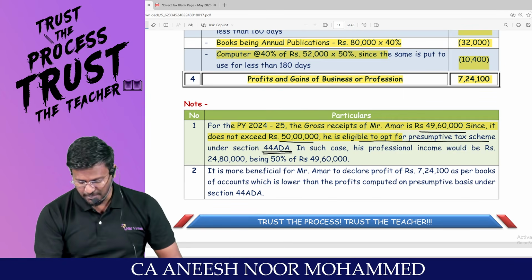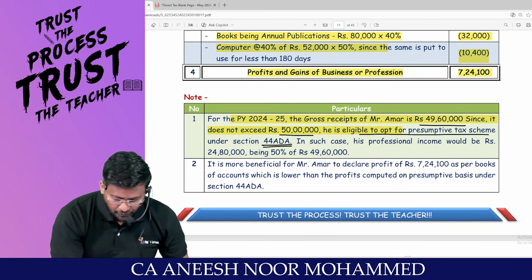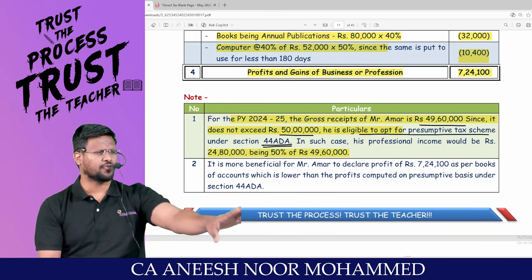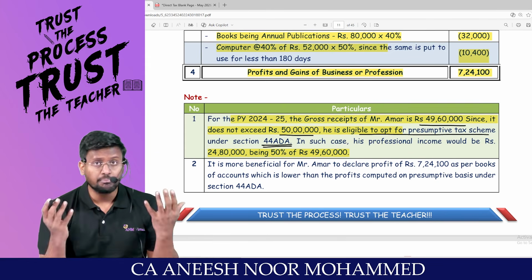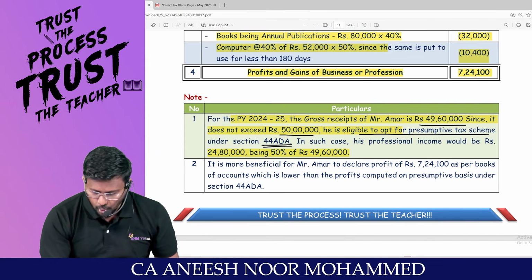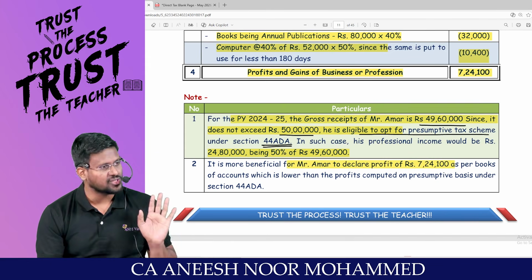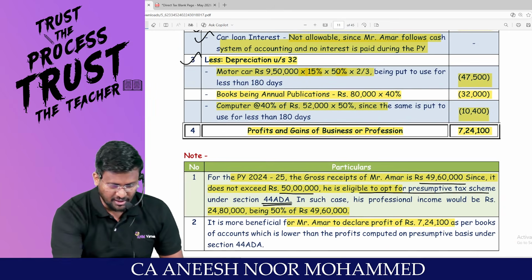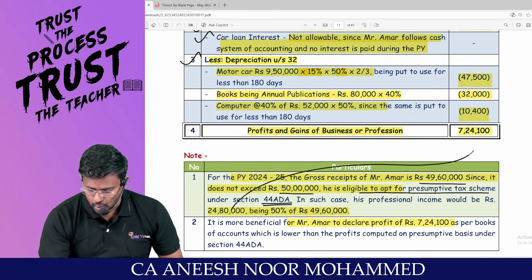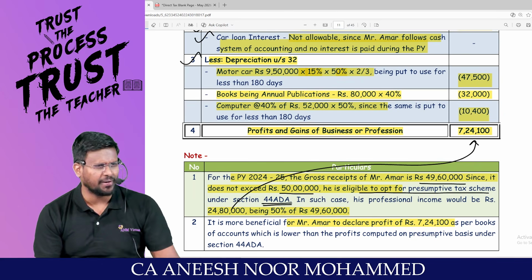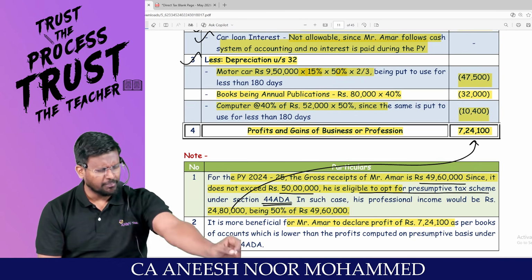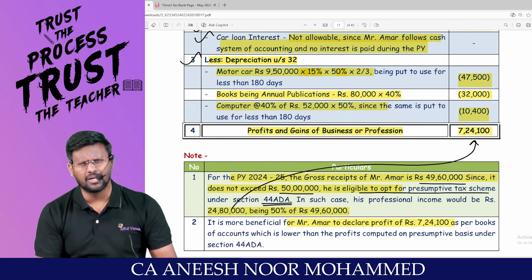In such case, his professional income would be 24,80,000, being 50% of 49,60,000. So gross receipts into 50%. It is more beneficial for Amar to declare profit of only how much? 7,24,100. Presumptive taxation, it is 24 lakh. Normal route, it is 7 lakhs. Which is better? 7 lakhs is better. That means you are not traveling through the presumptive taxation route.